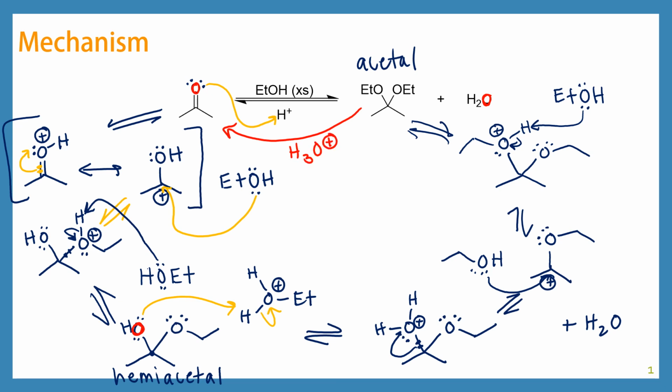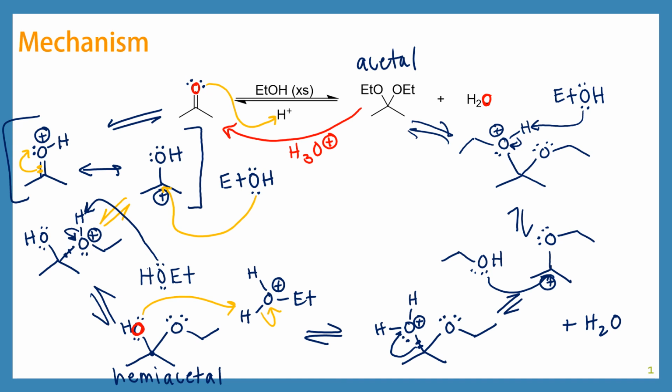And this makes sense because in order to make it, we had to do it in ethanol and acid, and we produced a molecule of water. So if we want to go back towards our starting materials, we can use Le Chatelier's principle and add in a ton of water to push us towards our reactants. So you want to use aqueous acid.